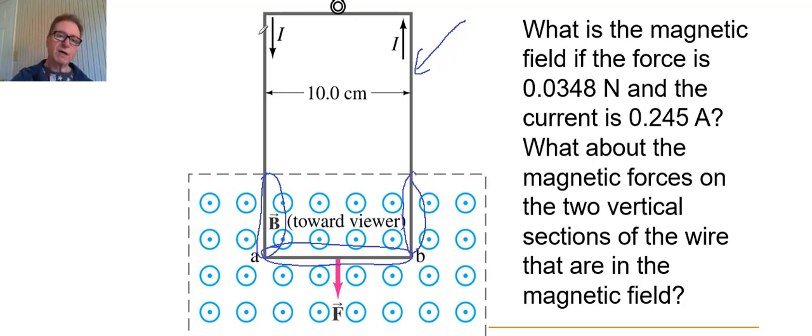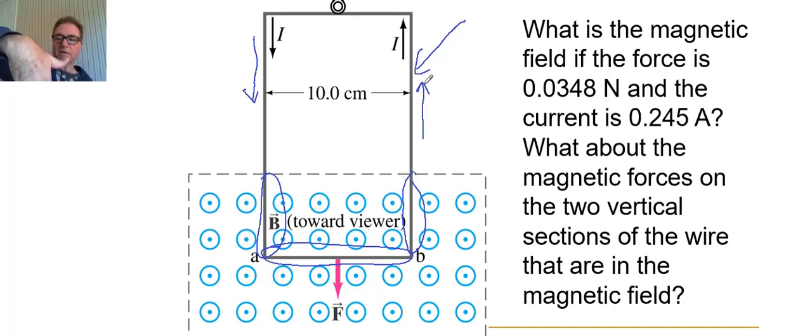In the case of the wire segment on the left, the current is going down. In the case of the wire segment on the right, the current is moving up. Right? So let's see if we can figure out what the direction of the force would be on the left-hand side of the wire. So the current's going down.